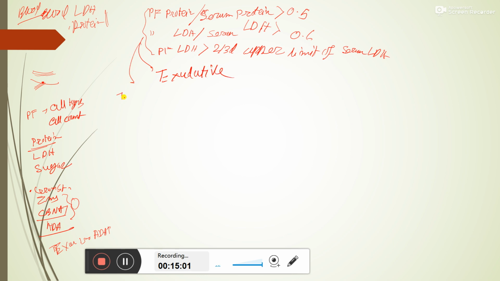If not, then transudative. Some causes of transudative pleural effusion are CCF, congestive cardiac failure. In congestive cardiac failure, you may see bilateral pleural effusion. Cirrhosis of liver, and in massive ascites, you can also get bilateral pleural effusion as the ascitic fluid passes through the channels of the diaphragm and accumulates in the pleural spaces. Nephrotic syndrome also, where whole body swelling occurs.